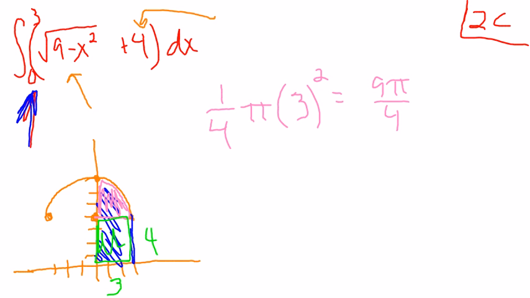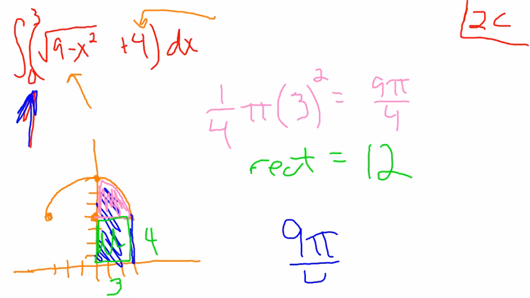So that rectangle is 4 times 3, which is 12. So all I need to do is add these two. So my area is just 9 pi over 4 plus 12.